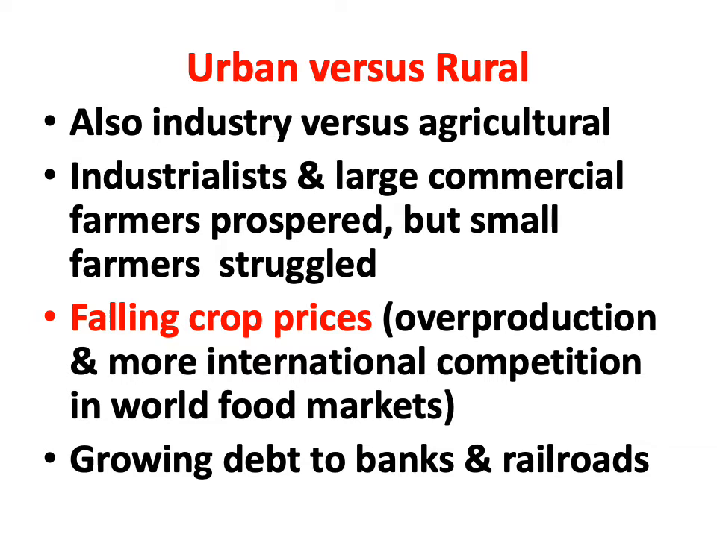So the average farmer is receiving less money for his crop, whether it's a bushel of corn or whatnot. This is caused largely by overproduction. Farmers are becoming much more productive. People in the United States can only eat so much. And exporting really was not the solution because there was more international competition in the world food markets. As a result, many farmers had an increased amount of money they owed both banks and railroads.